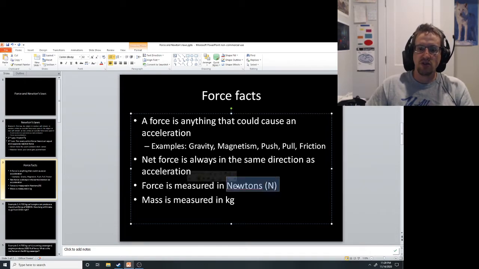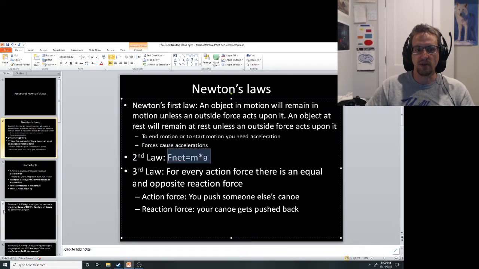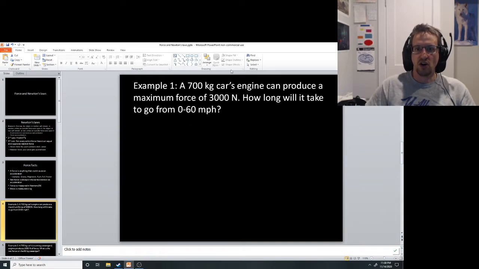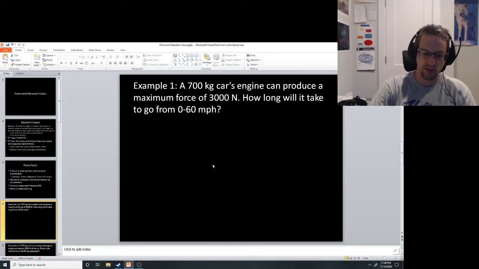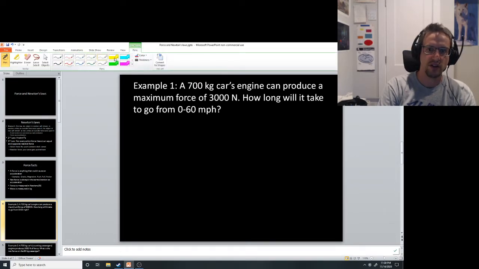Force is measured in newtons. That's the unit, and that assumes mass is measured in kilograms. So just keep that in mind: newtons is the unit of force, and if you're calculating force, you want to use kilograms for mass. We've got a few examples, and we're basically just using this equation right now: F net equals ma. A 700 kilogram car's engine can produce a maximum force of 3,000 newtons. How long will it take to go from 0 to 60 miles per hour? First off, let's convert. 60 times 1,600 over 3,600.